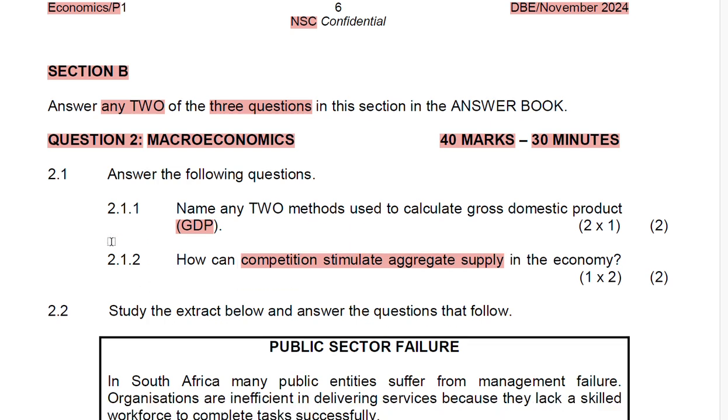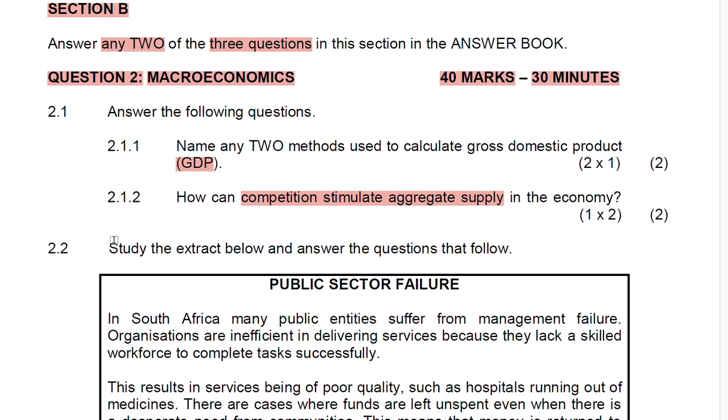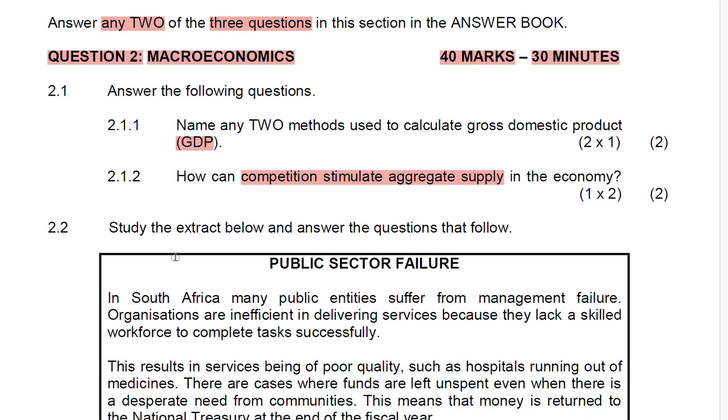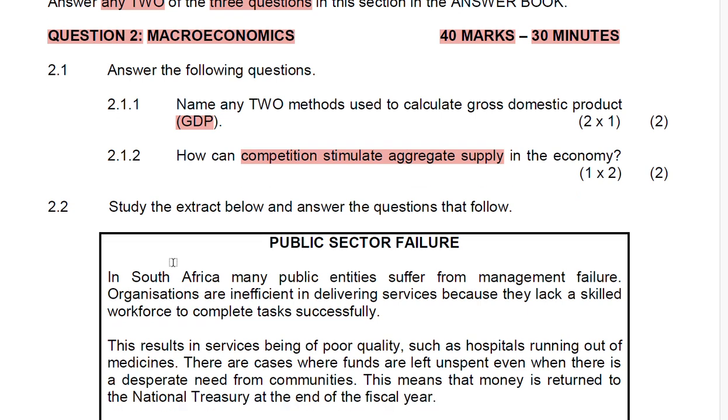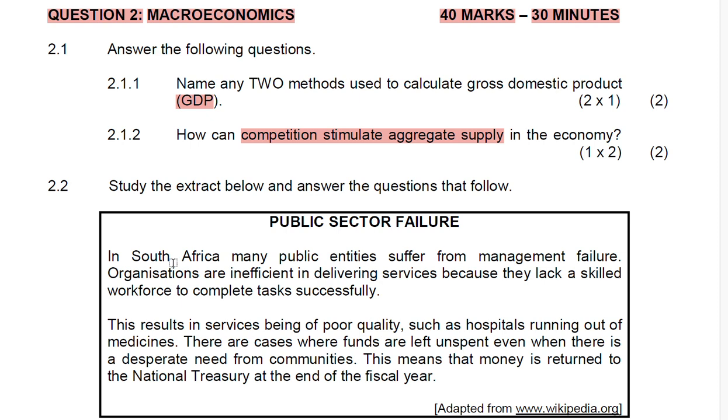Now we are done with 2.1. Let us look at 2.2. 2.2 says study the extract below and answer the question that follows. It is very important, candidate, to understand that there is no way that you are going to be able to answer this question without reading the extract below. You first need to read the extract and then answer the question.